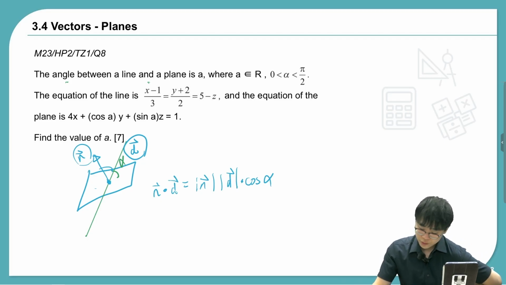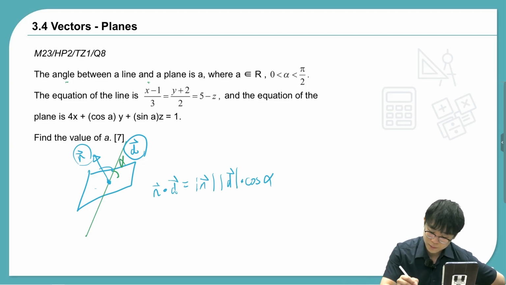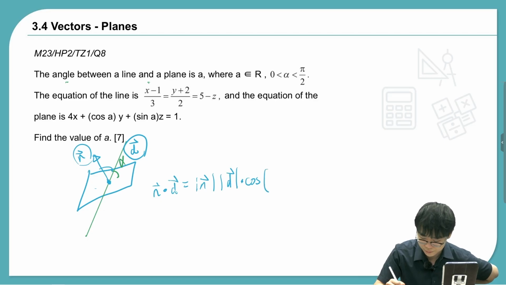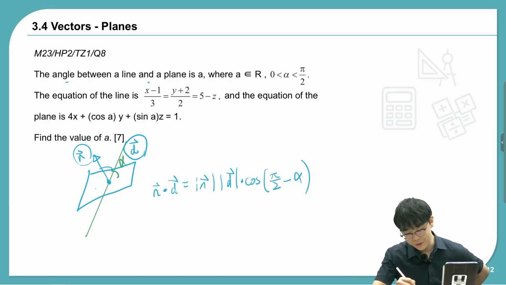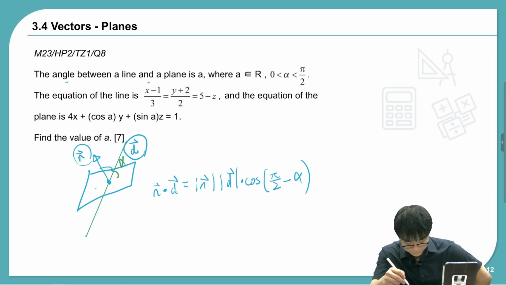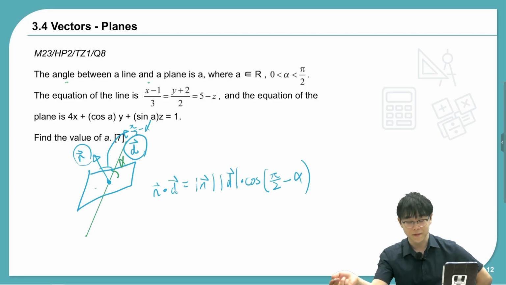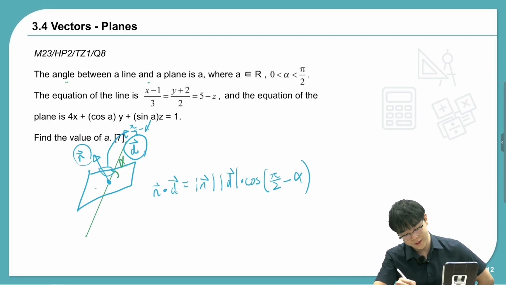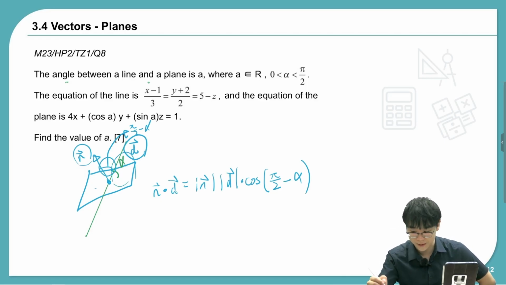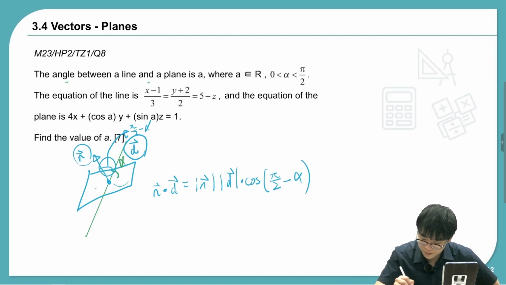But in this case, it wouldn't be alpha, it would actually be pi over 2 minus alpha. So this is the important part. Your textbooks or formula booklets are not going to tell you whether you should be using alpha or pi over 2 minus alpha, but upon drawing this diagram, we know that this angle is 90 degrees minus alpha. So we are still solving for alpha, but the relationship is based on this angle, not the actual angle here. Okay, so the normal vector for this plane is going to be 4, cosine alpha, and sine alpha.